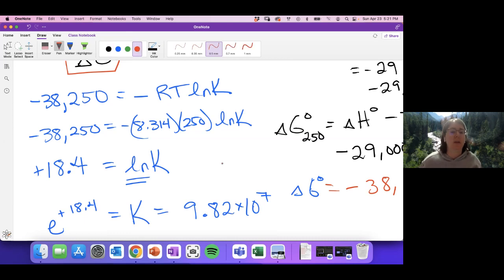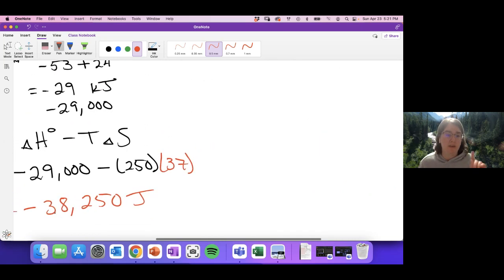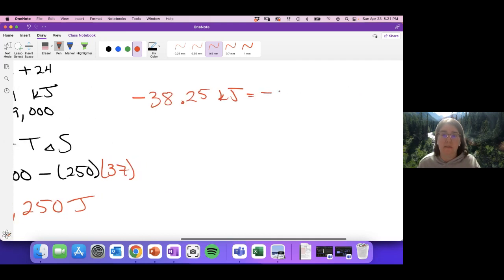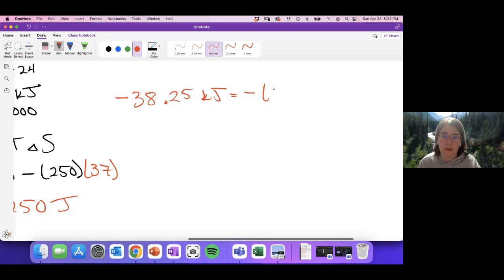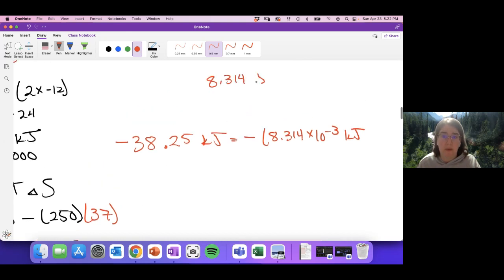What we're going to do is recalculate this, but in kilojoules. Here's my value for delta G standard, but I want this in kilojoules. So I want negative 38.25 kilojoules is equal to negative R, but now R needs to be 8.314 times 10 to the negative 3 kilojoules. So 8.314 would be in joules, therefore I'm dividing it by 1,000 to get to kilojoules.